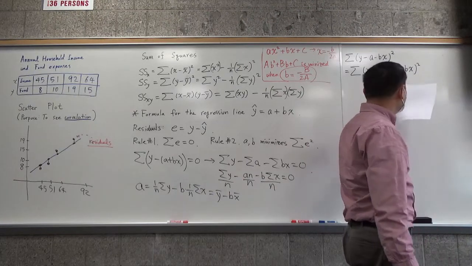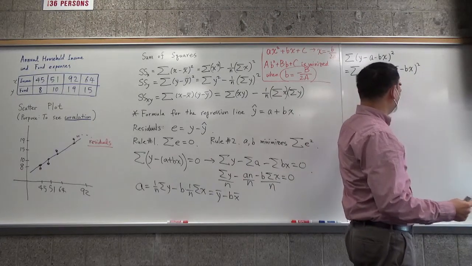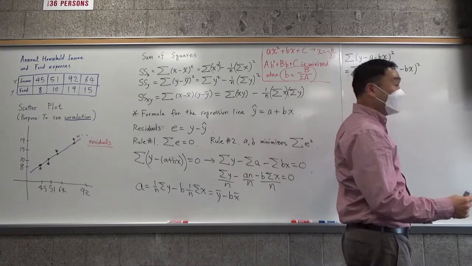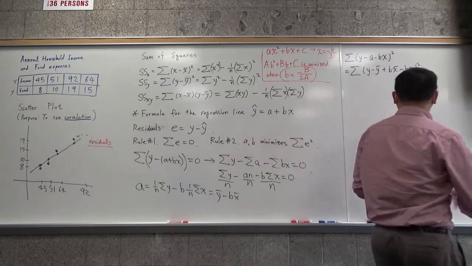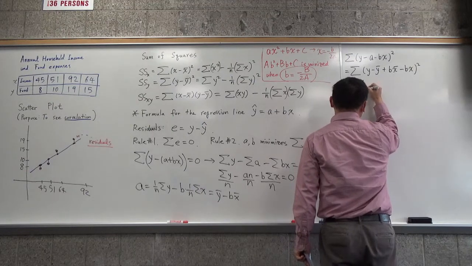What's not known is this b. So we're trying to think about this as something that depends on b. So it's more like a function with respect to b. And we're trying to find the value of b that would minimize this, right? Okay, so let me rewrite this again in the following form.